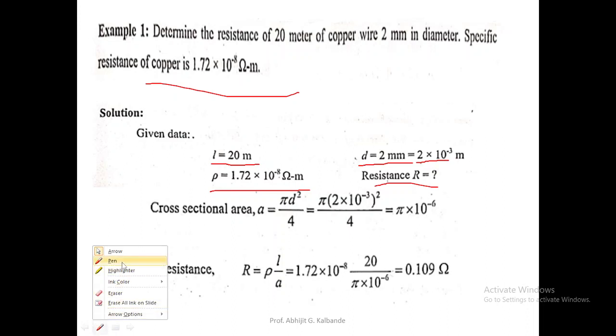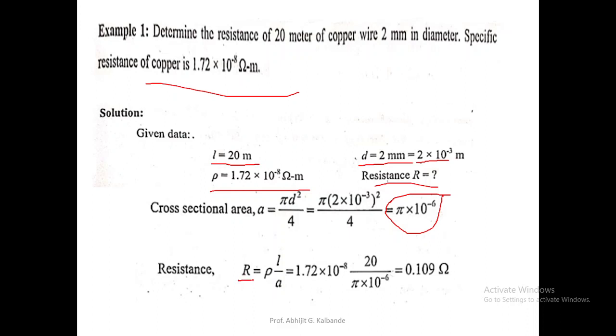First of all, we find the cross-sectional area by the formula pi d square by 4. Here I know the diameter, so I just put in the diameter: pi into diameter square upon 4. So you get the cross-sectional area. Because in the formula of resistance, R equals rho L by A, resistivity into length upon area. I just put in these values and you get the answer. So the resistance of this copper wire is 0.109 ohm.